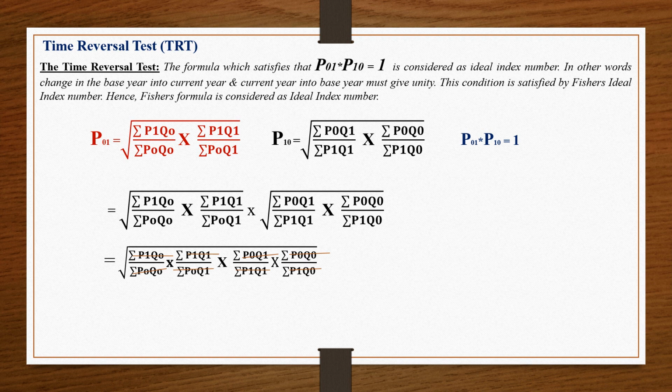When we cancel, every aspect gets cancelled here, so the answer will be the square root of 1. The square root of 1 is 1. So 1 will be the answer. In this way, we prove the time reversal test.